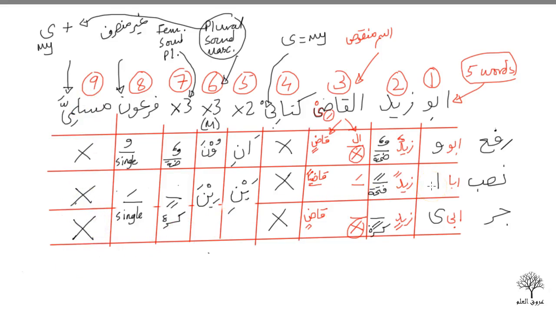So these are the 9 types. This is an easy way I find to explain to students. Abu Zayd al-Qadi, Kitabi 233, Fir'auna Muslimi. So you can all sing it with me. Abu Zayd al-Qadi, Kitabi 233, Fir'auna Muslimi. Keep saying that and memorize it. The whole point of having this is to make it easier for a student to memorize the rules of Arabic.